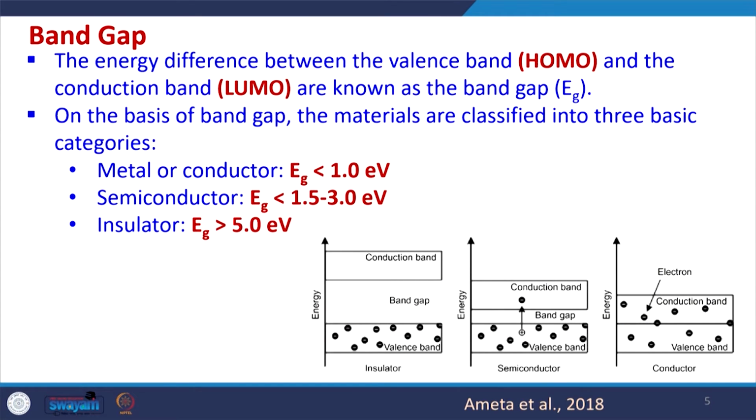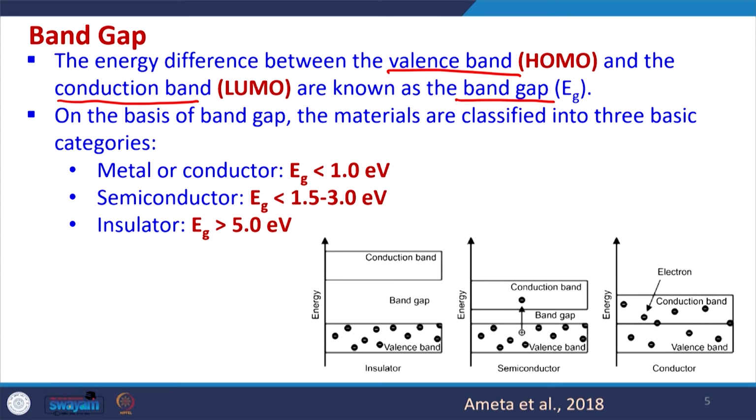Now, one property of semiconductors is that they have a band gap. That band gap is very essential for generation of the electron hole pair, and depending upon the band gap, these semiconductors absorb light of different wavelengths. The energy difference between the valence band and the conduction band, the LUMO band, is known as the band gap.